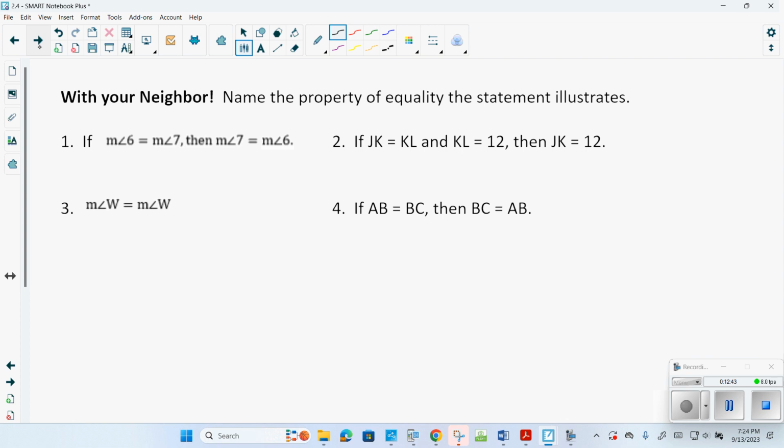I like this page a lot more because it then gets into the properties, and all you have to do is name what property happens. So if angle 6 equals angle 7, and angle 7 equals angle 6, that's just flipping it around, and that's known as symmetry. JK equals KL, KL equals 12, therefore JK must equal 12. That is transitive.